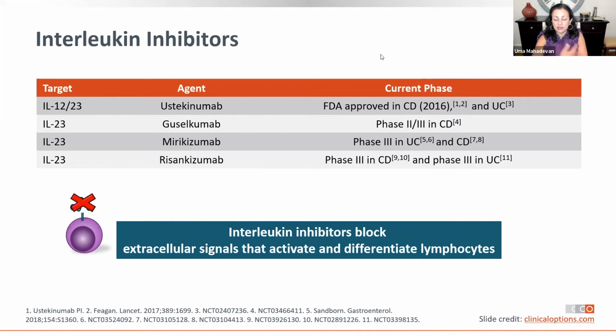So you will have these as part of your armamentarium as well. And remember that the doses they use in psoriasis and the doses they use in rheumatoid arthritis for other agents are lower than the doses that we use in inflammatory bowel disease. But guselkumab and risankizumab are already out there and being used by your dermatology colleagues.